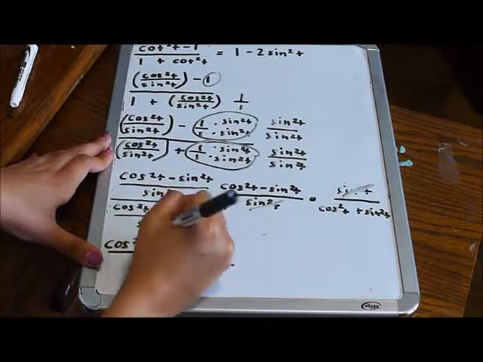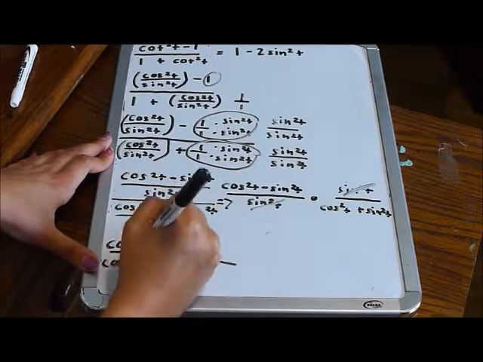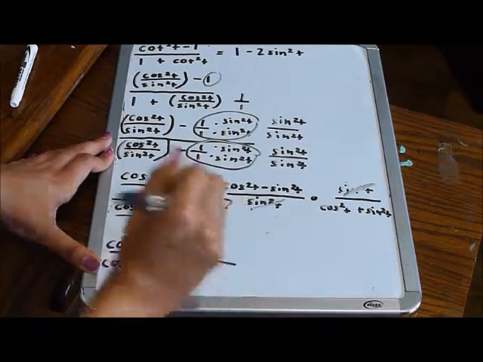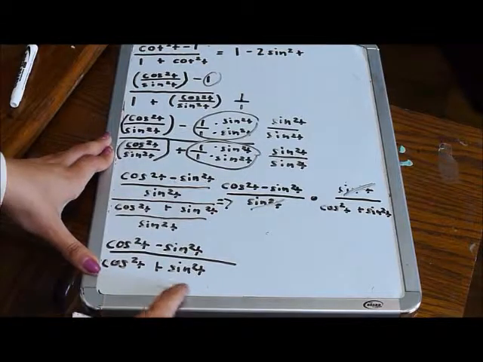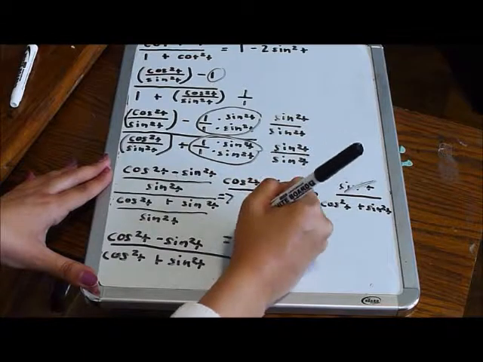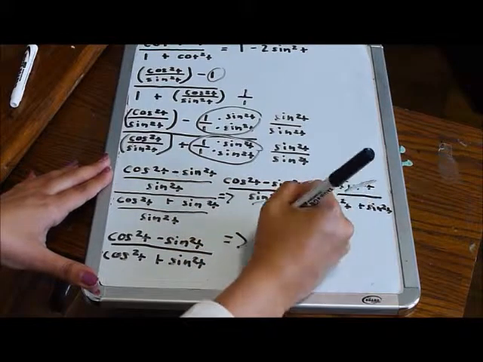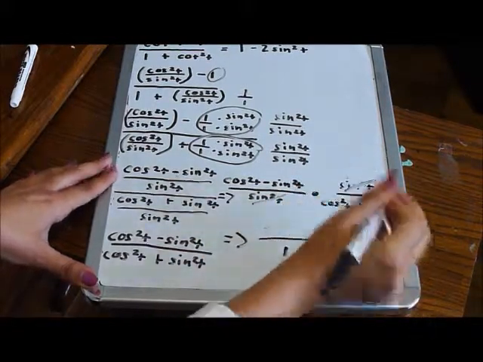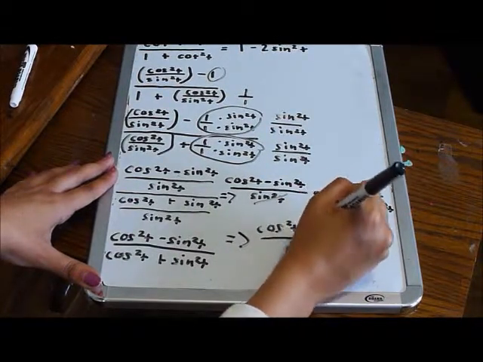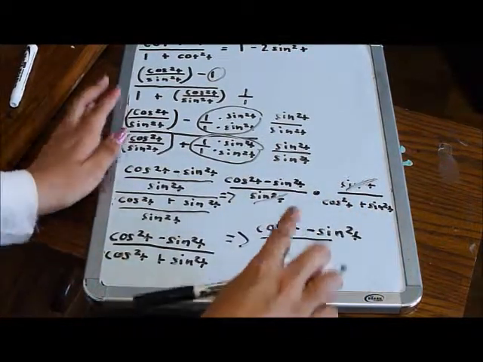So we're going to end up with cosine squared t minus sine squared t over cosine squared t plus sine squared t. And we're going to be able to change the denominator into 1 using Pythagorean identities. So it's going to change into cosine squared t minus sine squared t over 1. It's going to look like that.